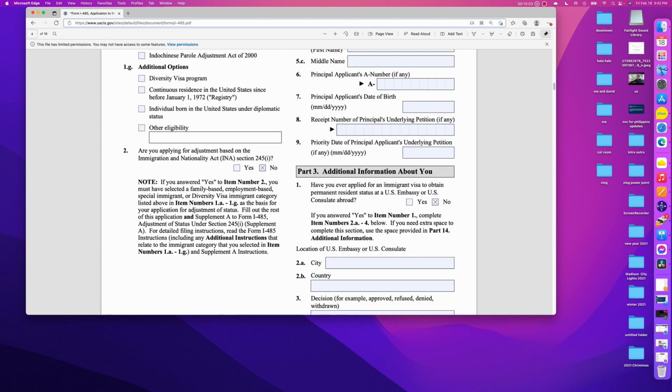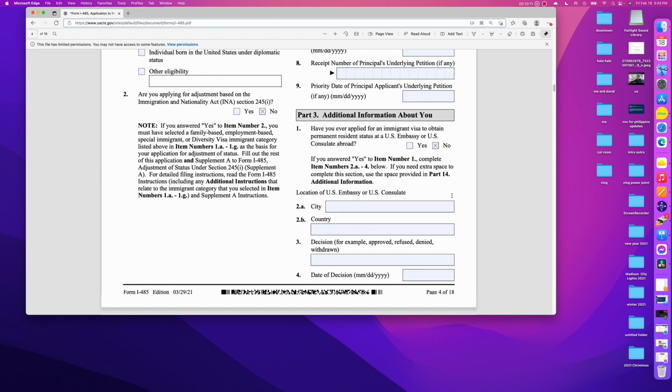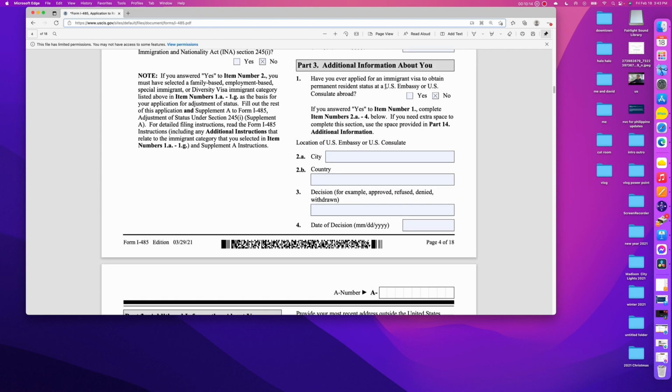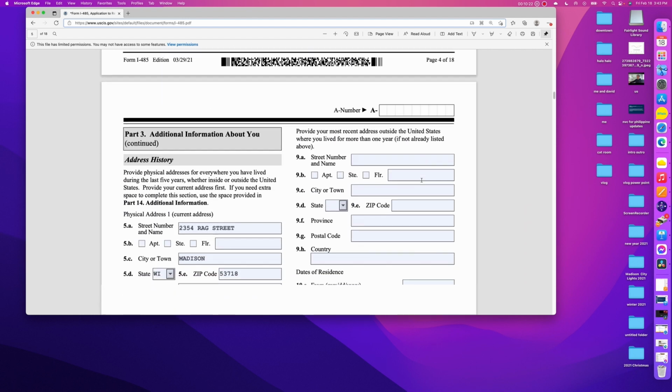Okay, additional information about you. Have you ever applied for an immigrant visa to obtain permanent resident status at a U.S. Embassy or U.S. Consulate abroad? No, we never did that. It depends on you. If you applied for an immigrant visa outside the United States, then you answer yes. Now let's continue to page number 5.